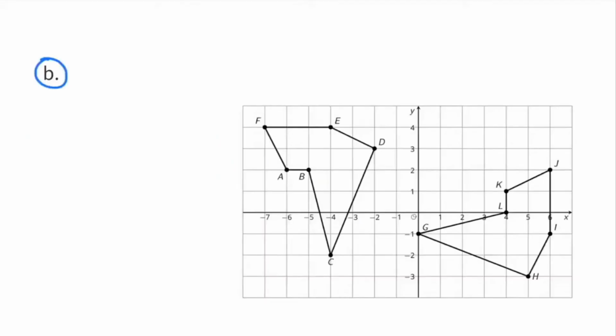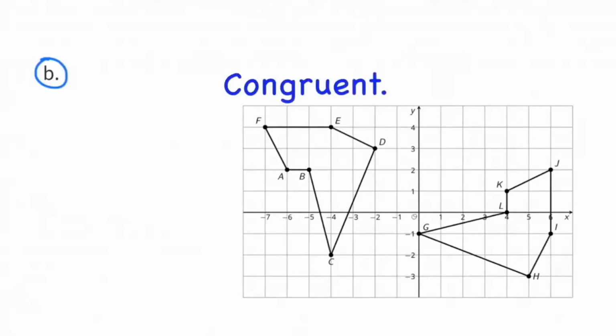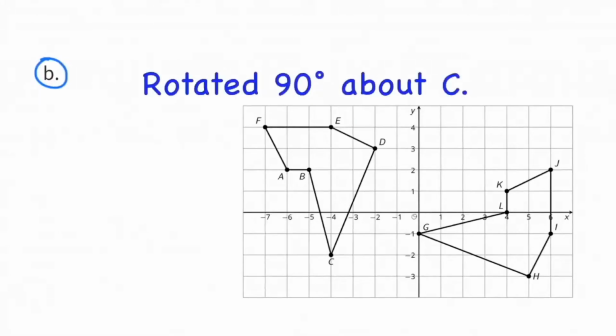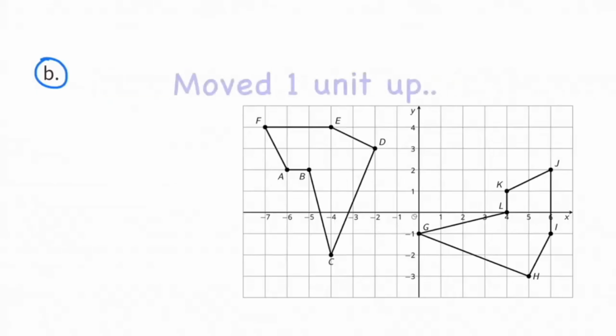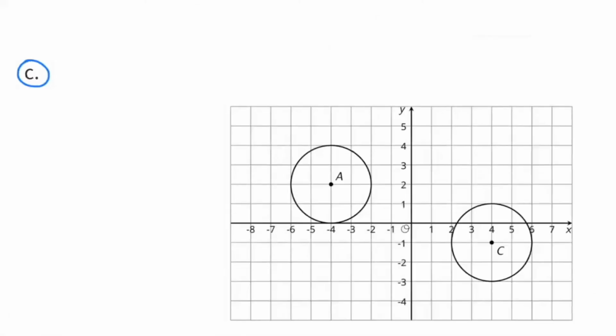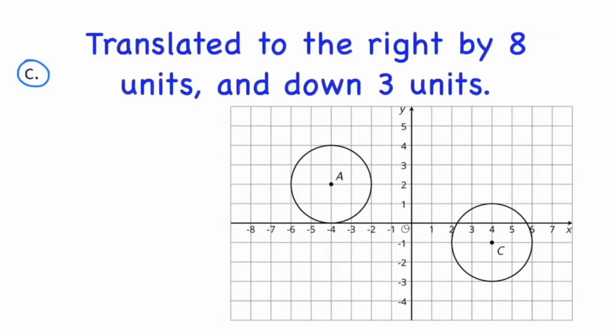B. These shapes are congruent. The original shape rotated 90 degrees about C, it moved 4 units to the right, and it moved up 1 unit. C. These two shapes are congruent. The first shape was translated to the right by 8 units, and then moved down 3 units.